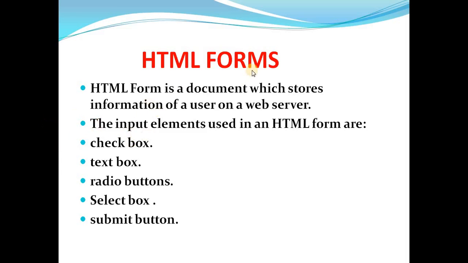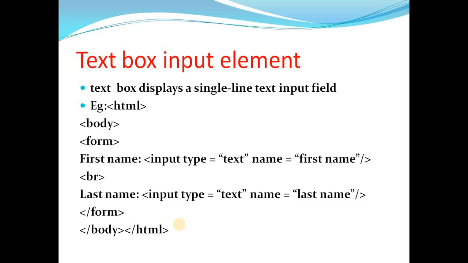Like that, here also in HTML forms, the input elements used are checkboxes, text boxes, radio buttons, select boxes, and submit button. These are all the different types of boxes which we use in our HTML forms. First comes the text box input element. The text box displays a single line text input field. We use this text box to display the name, username, password, or else last name also.